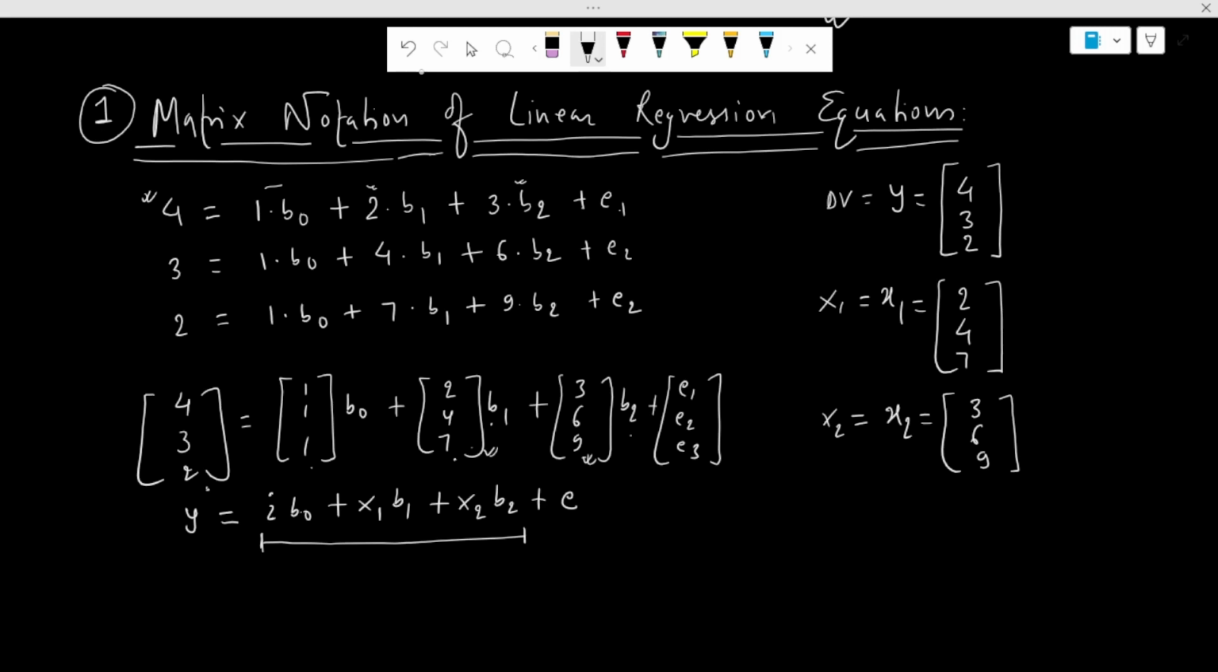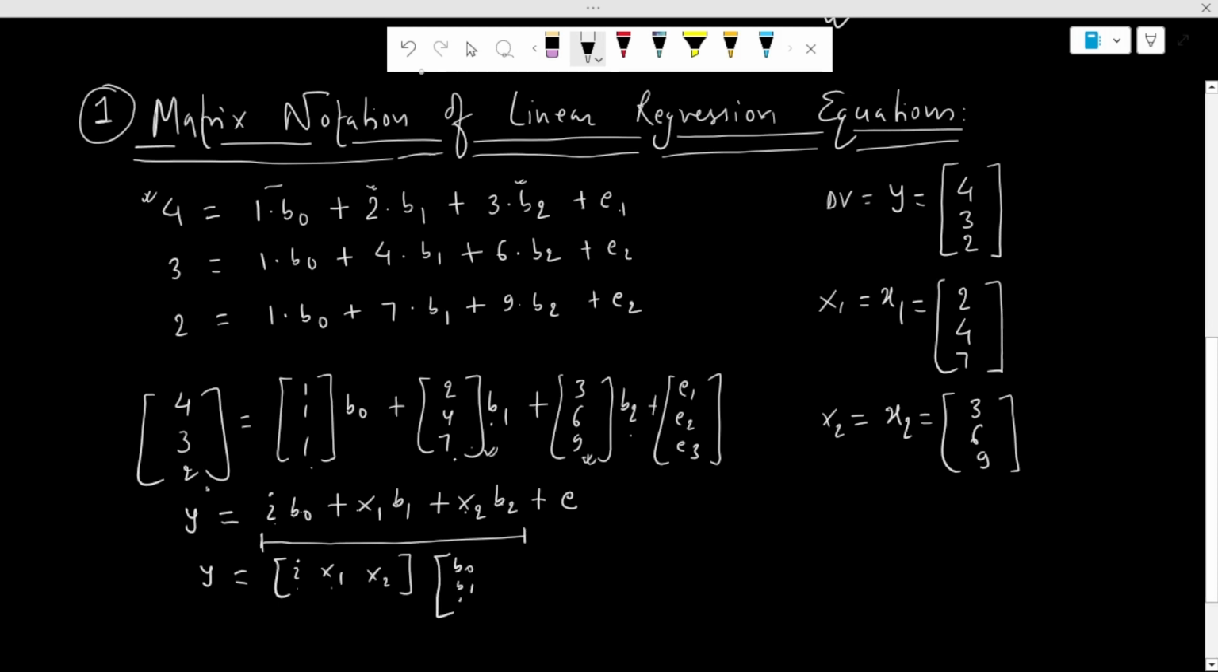So this is the dot product of variables and scalars. Here I, x1 and x2 are variables or vectors, and beta 0, beta 1 and beta 2 are scalars. Therefore y is equal to, now let us segregate the vectors and scalars to form the vectors of the vector. Here I, x1 and x2 is the row vector of the vectors, while beta 0, beta 1 and beta 2 is the column vector of the scalars. That is our unknown parameters plus the vector e.